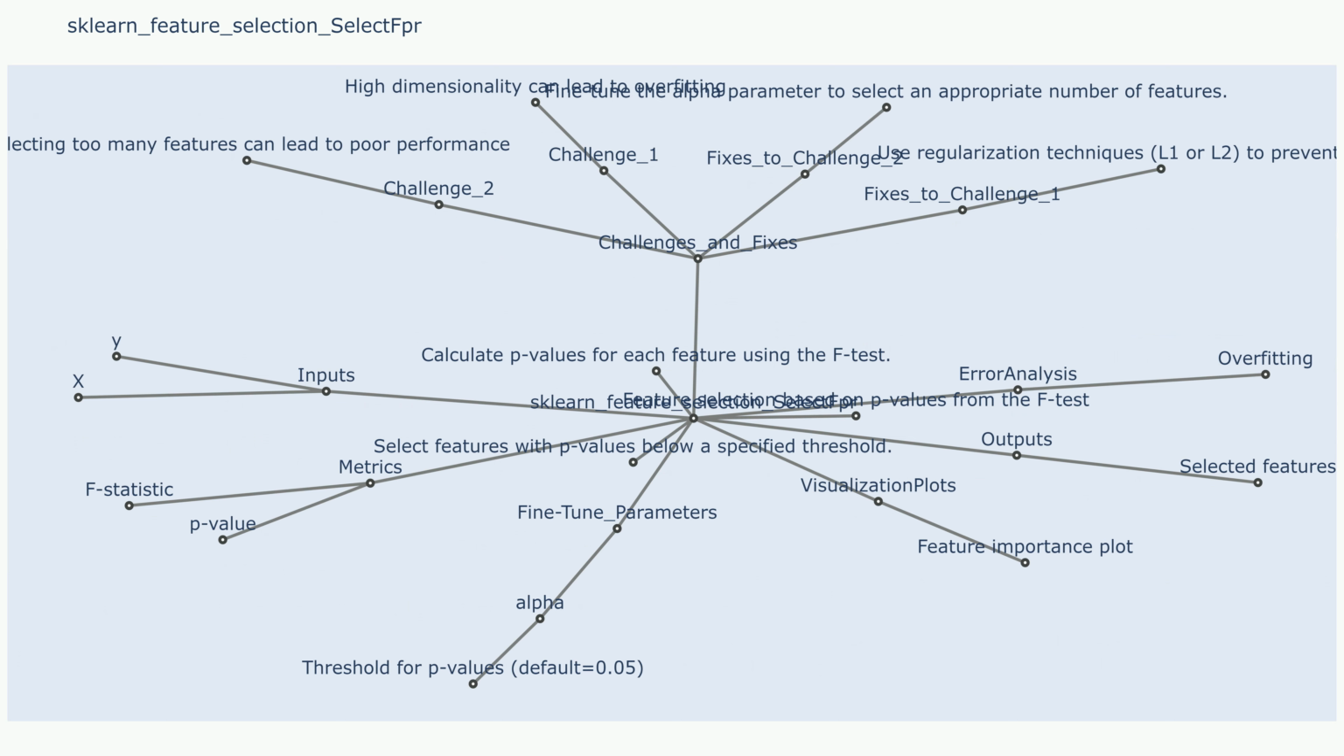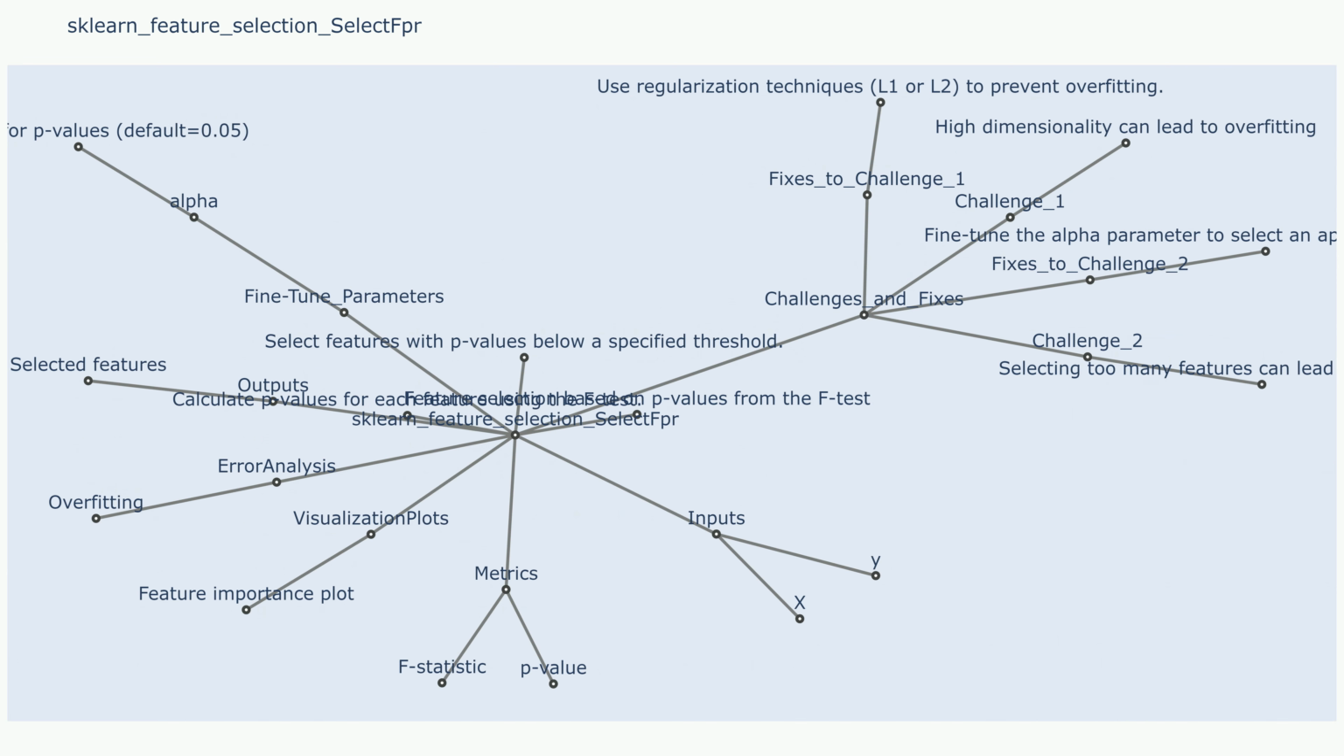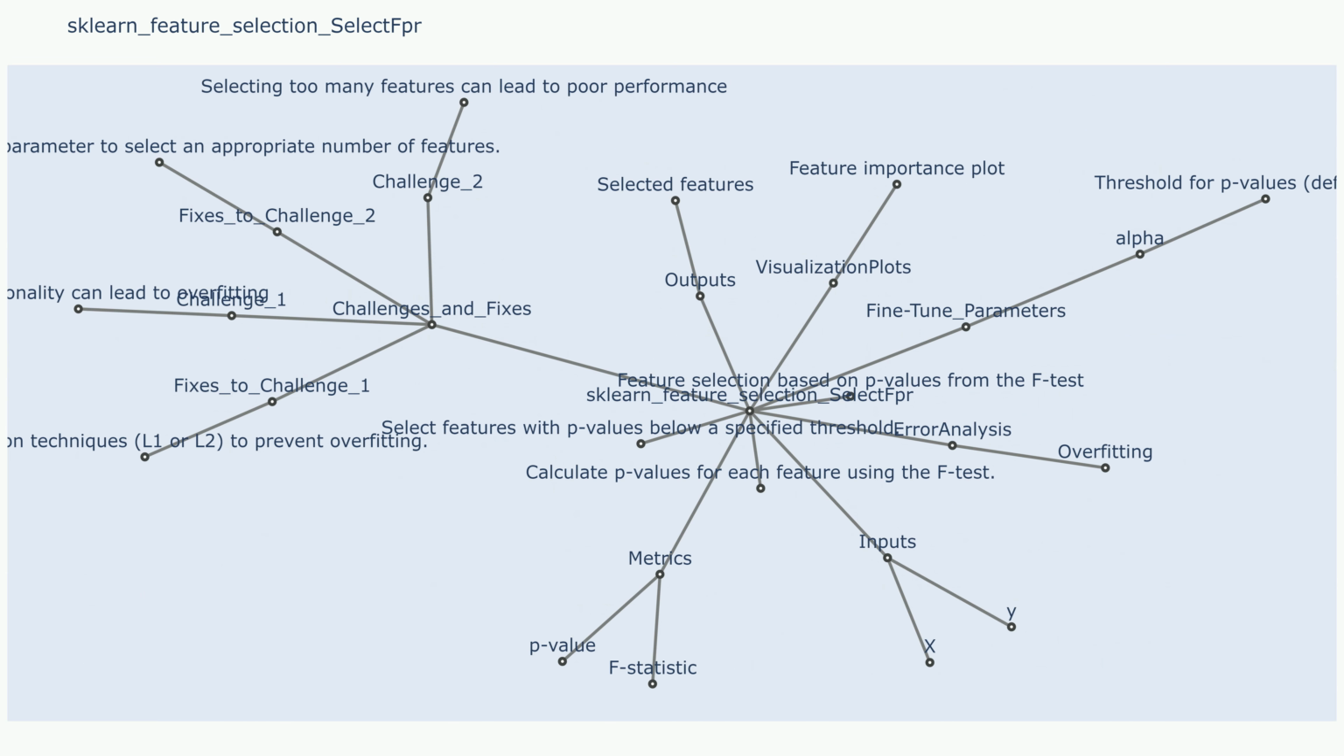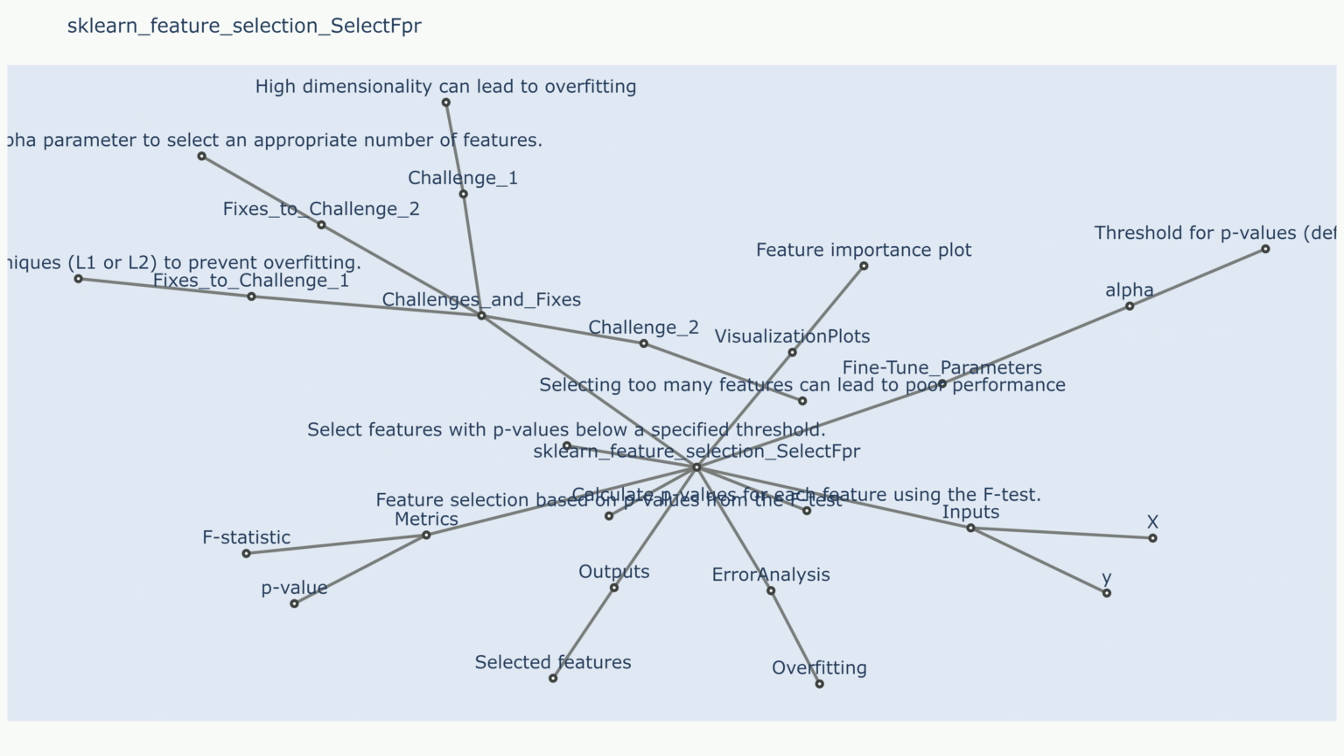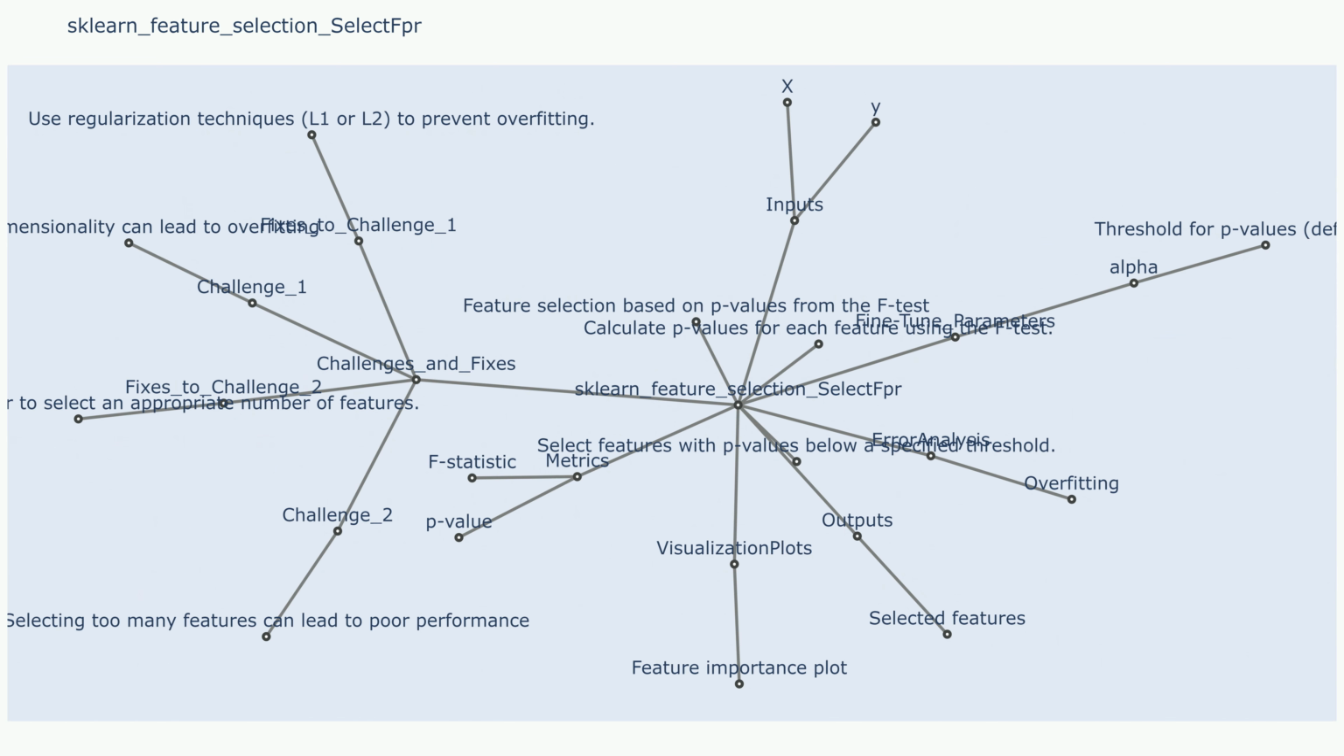Steps. Feature selection: calculate the F statistic for each feature, which measures the variance explained by the feature. P-value thresholding: compute the p-value for each feature based on the F statistic. The features with p-values below the specified threshold are selected. Metrics. F statistic: a measure of how much variance in the target variable is explained by each feature. P-value: the probability of observing the F statistic if there is no relationship between the feature and the target variable. Visualization plots.